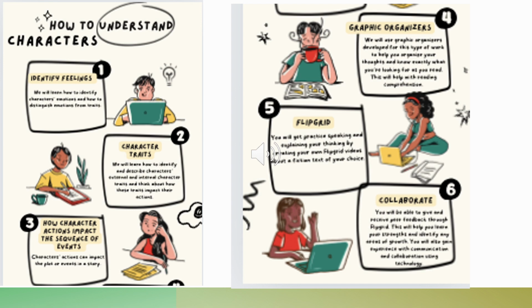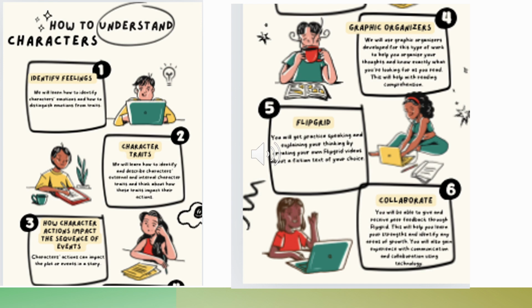Then from there, once they identify the difference between feelings and what feelings their characters are showing, what traits their characters are showing, they'll be able to look at the character's motivation, the why of why are these characters acting in certain ways or making the certain decisions that they make, and how this motivation impacts their actions in the story, which then impacts the sequence of events in the story. So they'll be looking at how their characters' actions can impact the plot or events in a story.